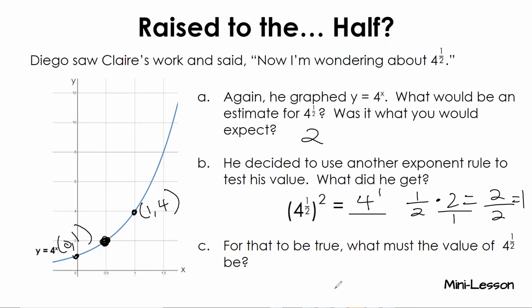Now, for that to be true, what must the value of 4 to the 1/2 be? So basically, this is asking what number times itself would equal 4. So again, 4 to the 1/2 power equals 2. You take the square root of 4, you get 2. Ta-da.